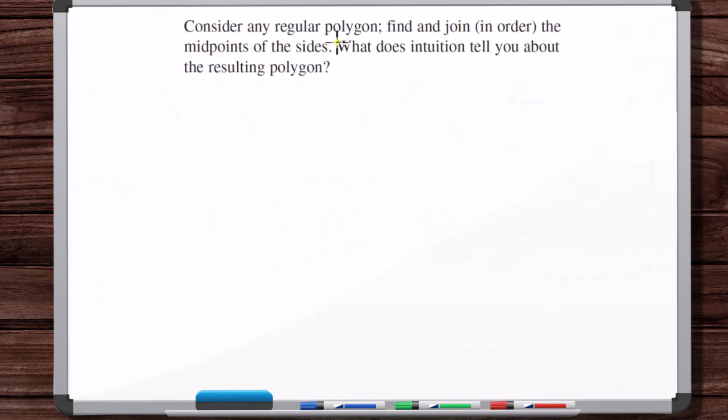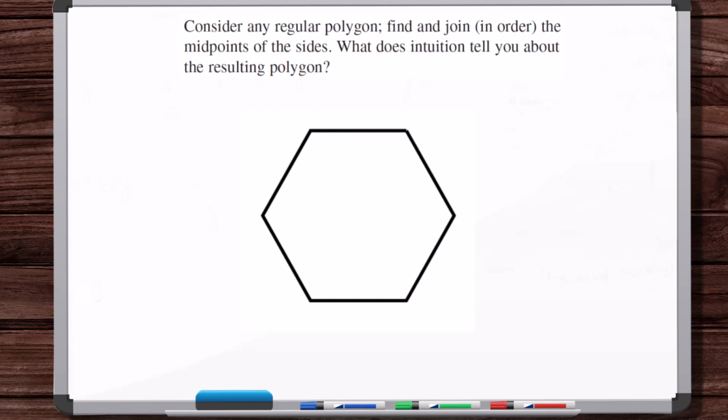Consider any regular polygon. Find and join in order the midpoints of the sides. What does intuition tell you about the resulting polygon? All right, so let's take a regular hexagon. All right, now let's join the midpoints of the sides. Okay, what does intuition tell you about the resulting polygon? Well, it looks like it's another regular hexagon for sure, but maybe just a little bit smaller, just scaled down a little bit.